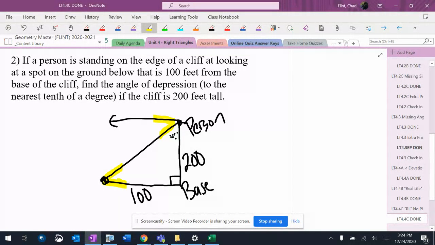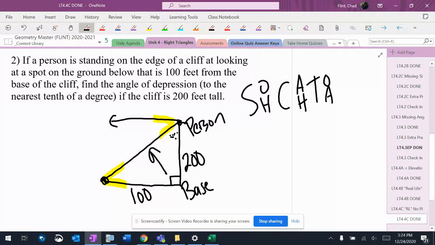But if we remember what we've said a million times is that the angle of depression and elevation are the same because they're alternate interior angles. So I'm going to find the angle of elevation instead. Okay, now there's an angle involved, so it's absolutely a SOHCAHTOA problem and not a Pythagorean theorem problem.